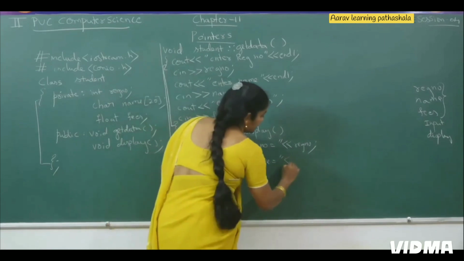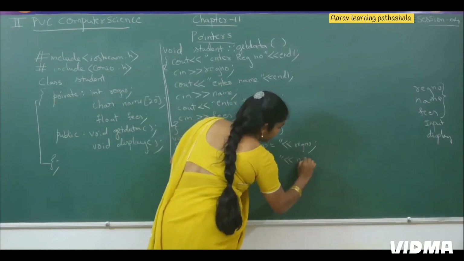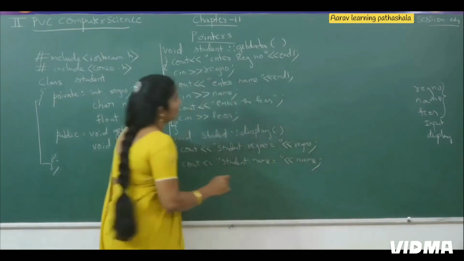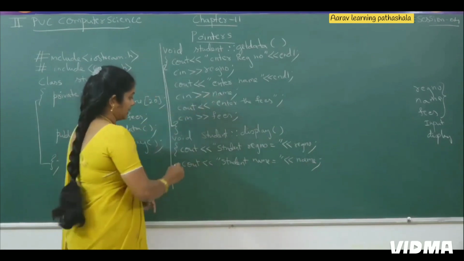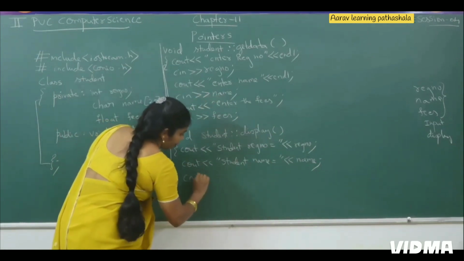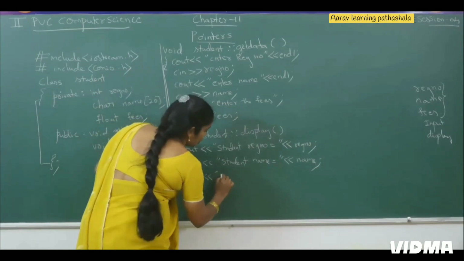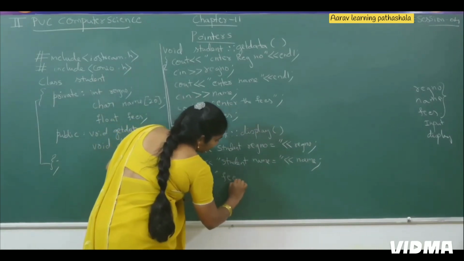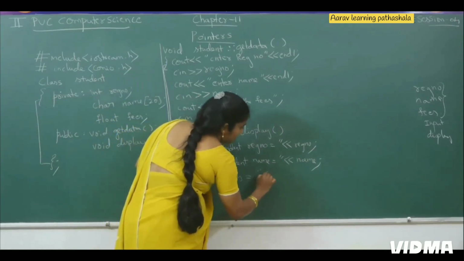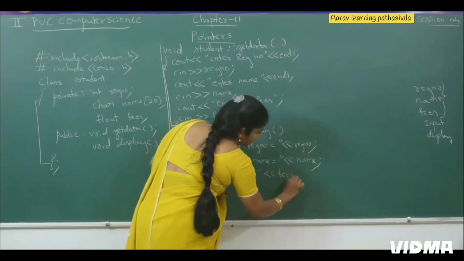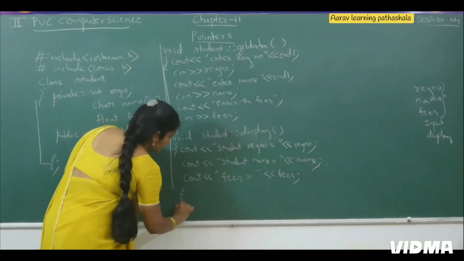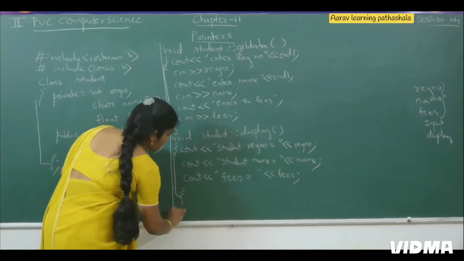Display the name using the insertion operator. Next, cout. If you want, you can use endl; it's optional for you. The last one is student fees equals, display the fees value. Then close this function which you opened.